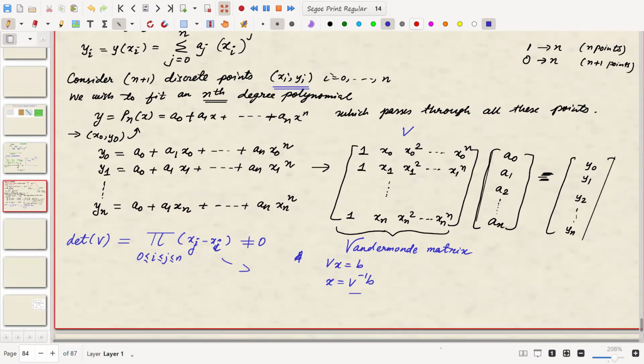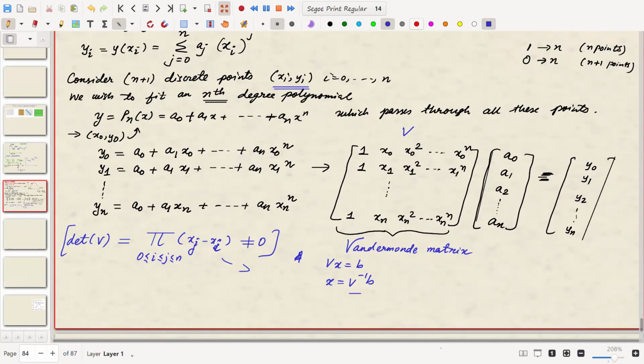I'm not going into detail because this has a lot of proofs and theorems, but I'm just showing you the path in between. You compute the determinant, it looks like this, and it is non-zero. So you can compute V inverse b, then you find the unknowns. But there is a trick.